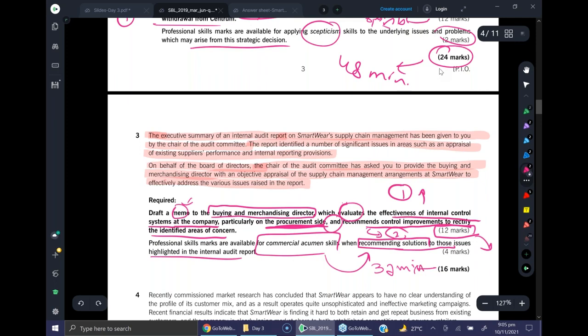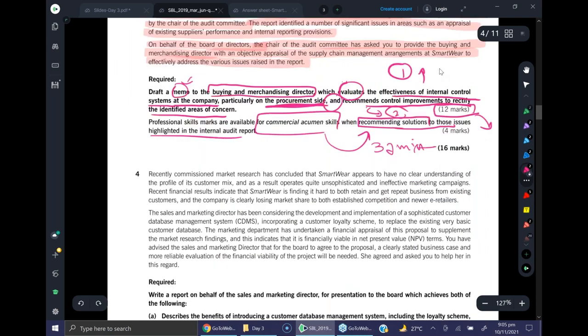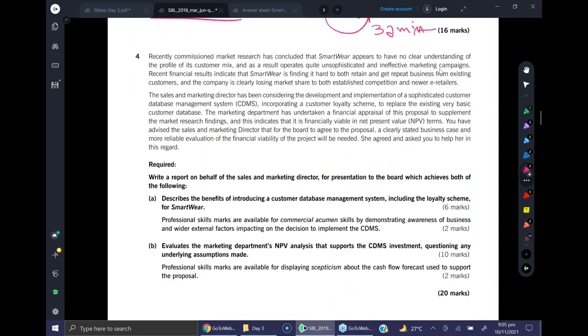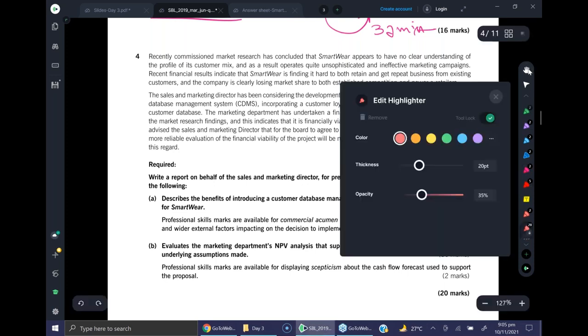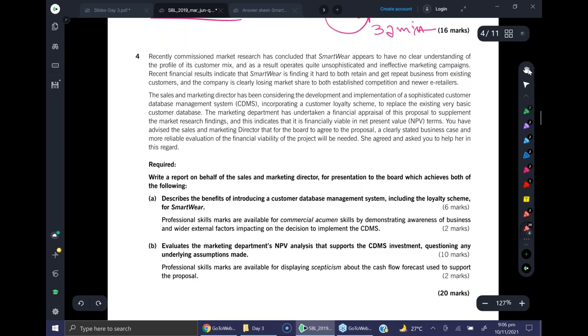Requirement 4. Now, requirement 4 is an interesting one. So, this is about customer relationship management. And the story behind this requirement goes like, recently commissioned market research has concluded that SmartWare appears to have no clear understanding of the profile of its customer mix, and as a result operates quite unsophisticated and ineffective marketing campaigns.